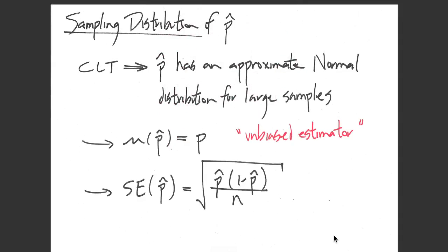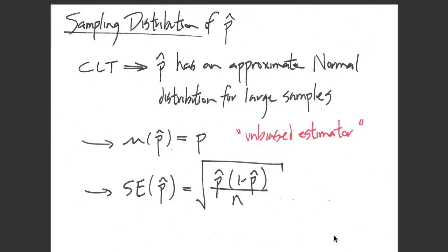So in order to work with this, we need a little bit of theory, and that, as you might not be surprised to learn, comes from the central limit theorem. The central limit theorem gives us the sampling distribution of p hat. And what it says is that p hat has an approximate normal distribution for large sample sizes. In fact, the distribution becomes more and more normal as the sample size gets larger. And this is the same sort of thing as we've seen for x bar in the past.